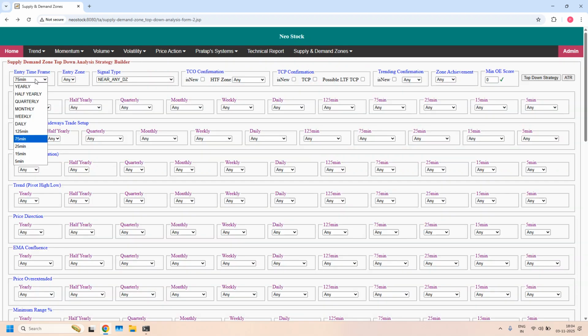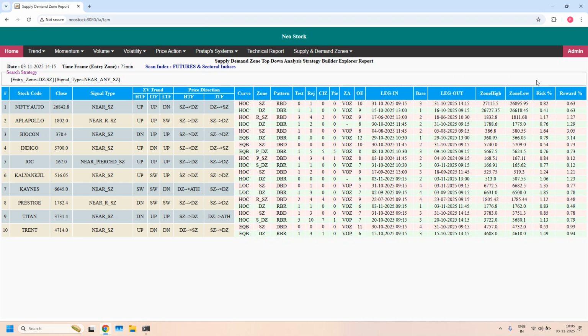Okay, next 75 minutes time frame, stocks near to the 75 minutes supply zone, we got 10 stocks. Let's identify 75 minutes high liquidity supply zones from this list. APL Apollo is having a 75 minutes high liquidity zone. Prestige is having a 75 minutes high liquidity supply zone. So we got only 2 stocks from this list. So this is about high liquidity zone identification.